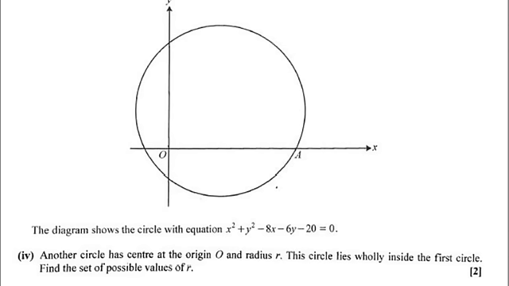Okay, and part 4, which is an incredibly difficult question to understand, very difficult to know how to start this question, says that we've got this other circle with a centre at the origin and a radius of r. It says the circle lies completely inside the first circle. What can the radius values be?